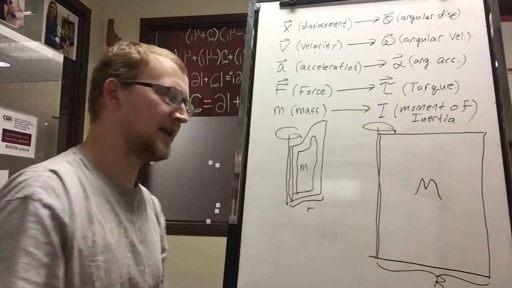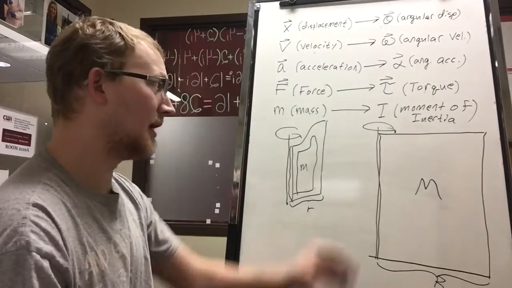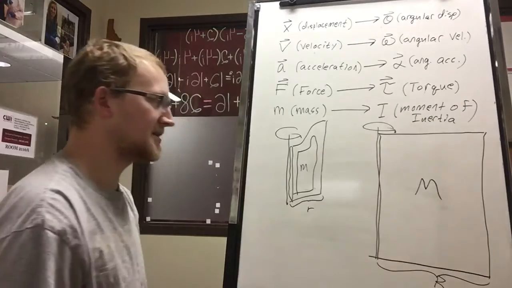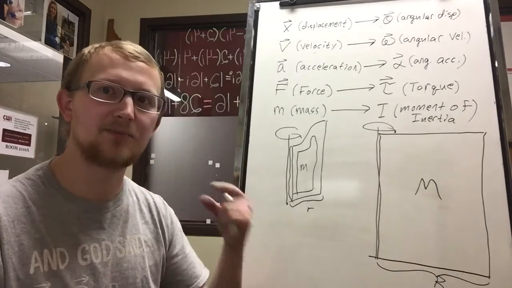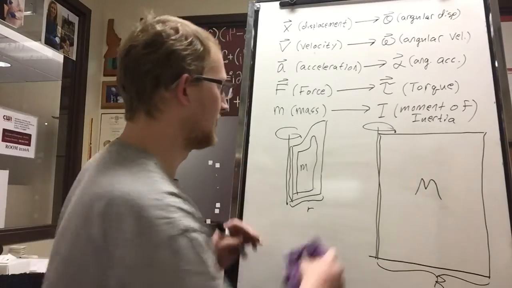So we know that mass isn't the whole picture when it comes to rotational inertia, our moment of inertia. It has to do with not only the mass, but how far that mass is from the axis of rotation.